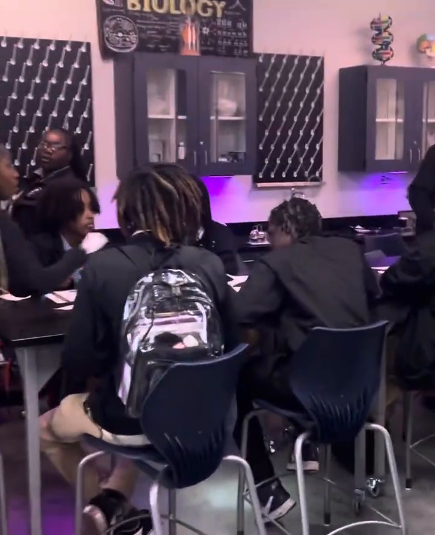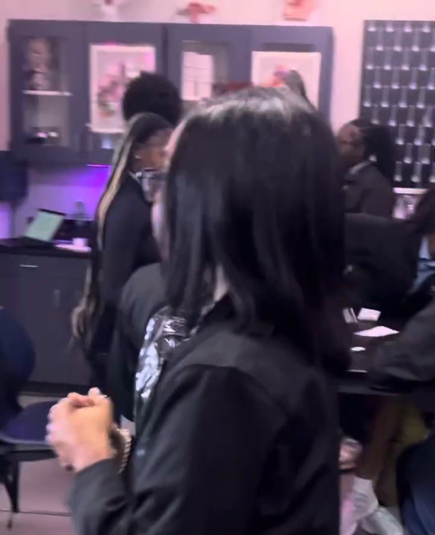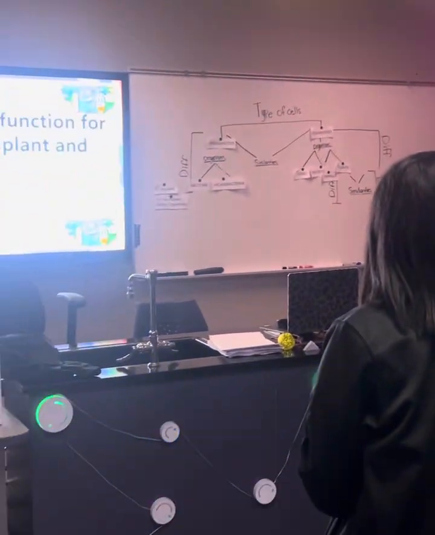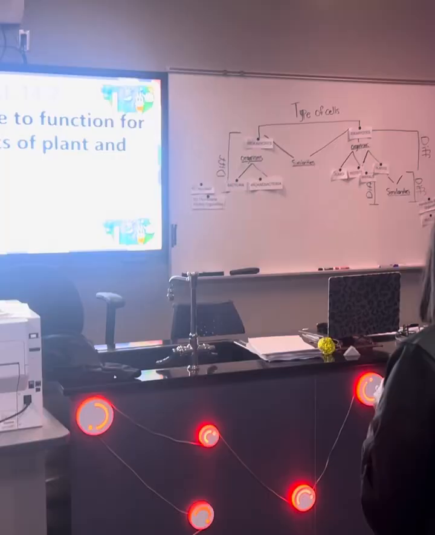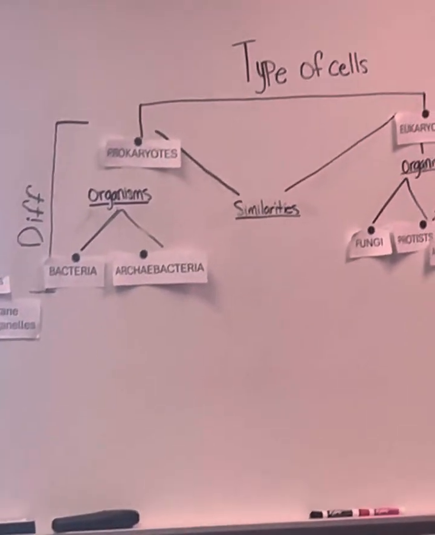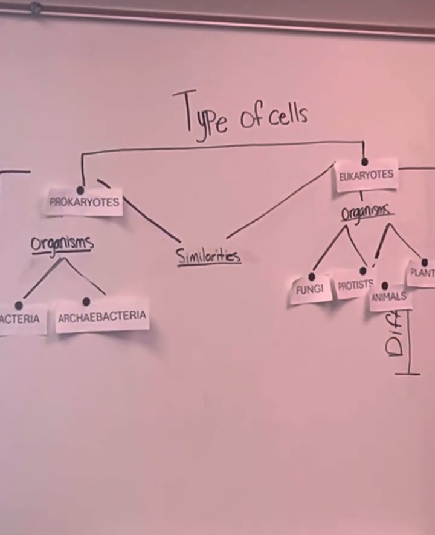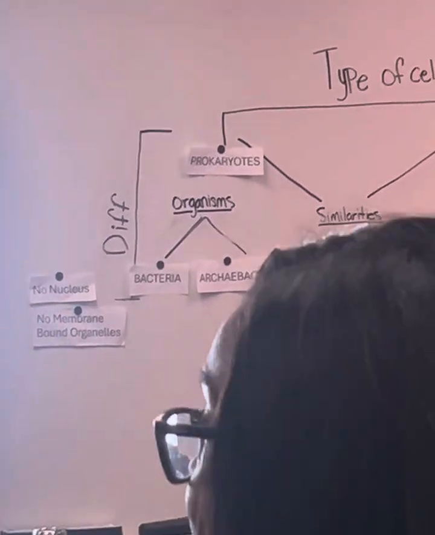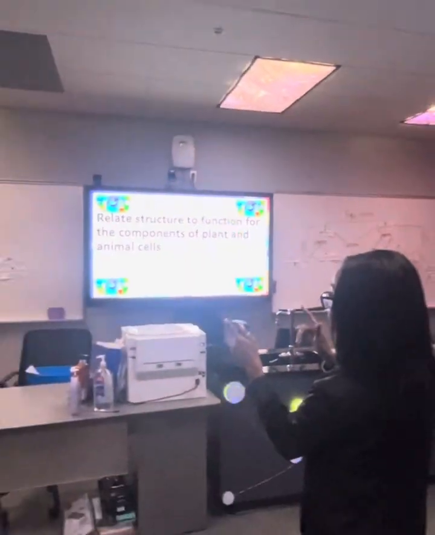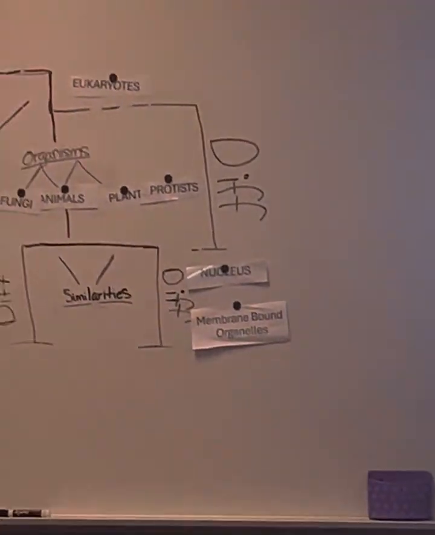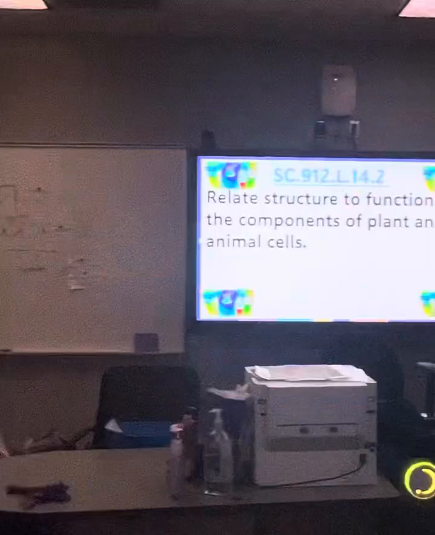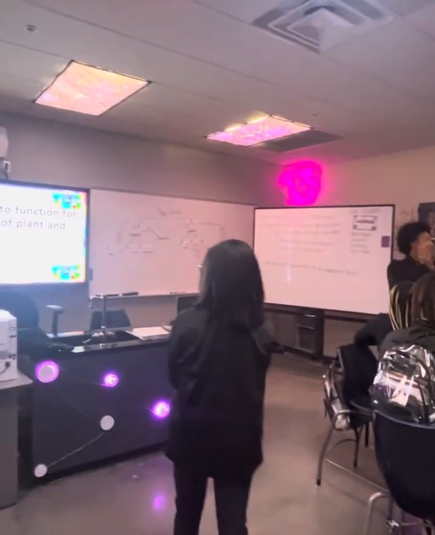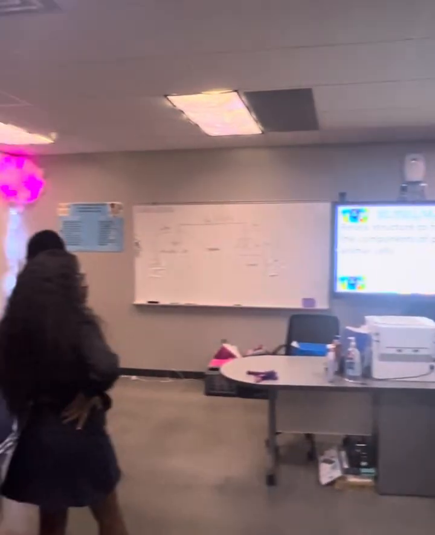All right. Let's see. Team B for prokaryotes: you've got no nucleus, no membrane-bound organelles. Good job. And for eukaryotes, you've got a nucleus and membrane-bound organisms, or organelles, sorry. And yep, same thing for Team A. You've got the same thing. So good job. You guys did good with that too. All right. You know your stuff.